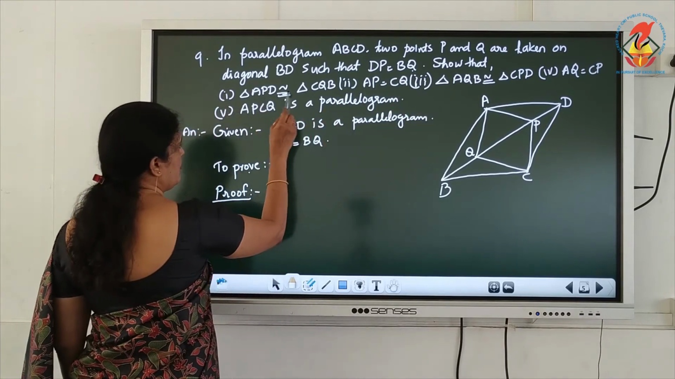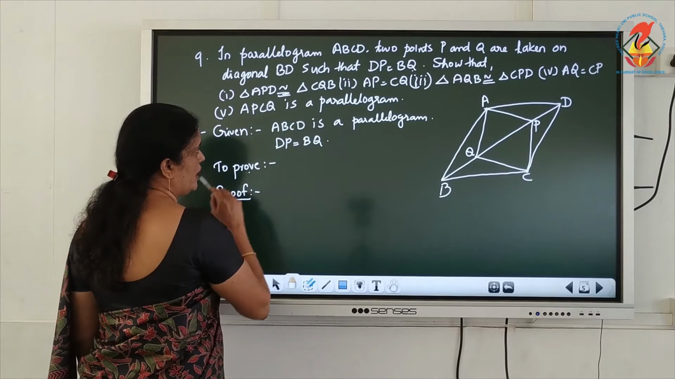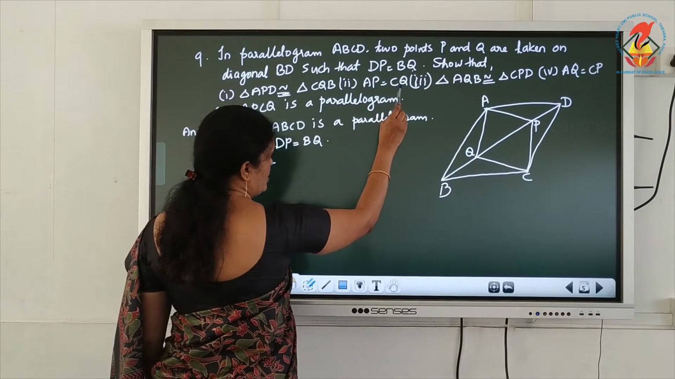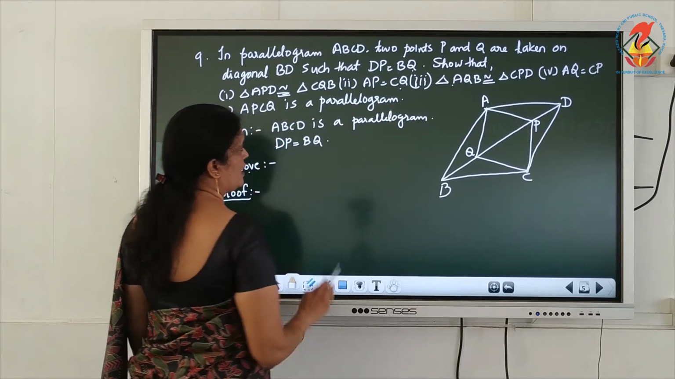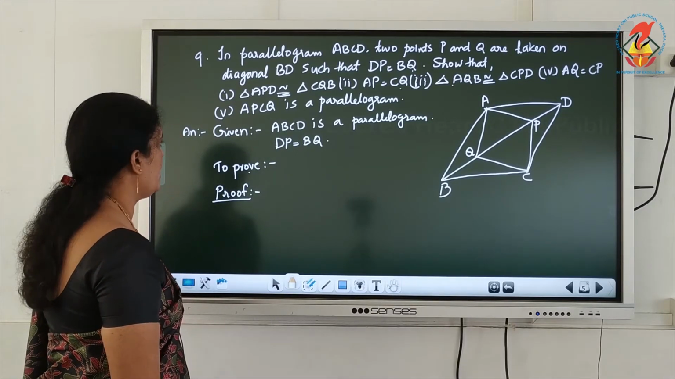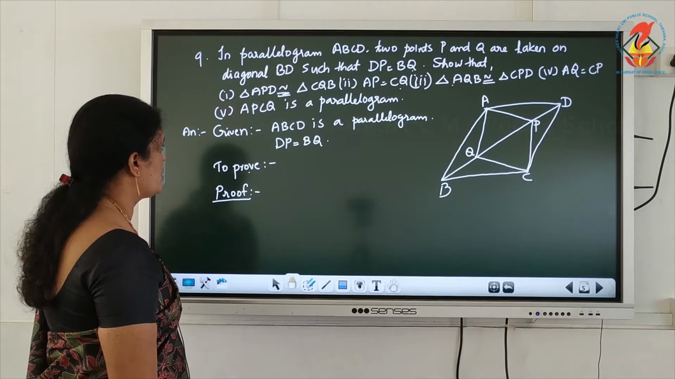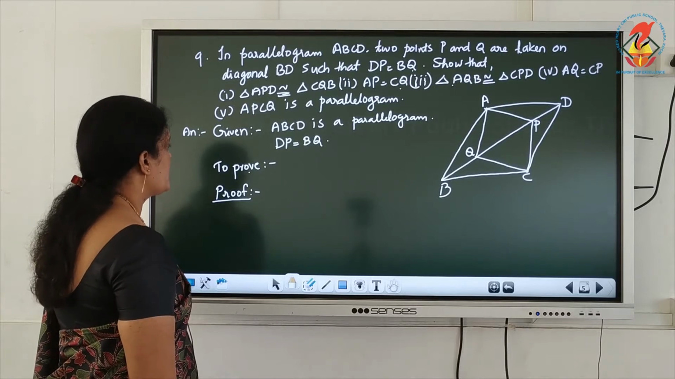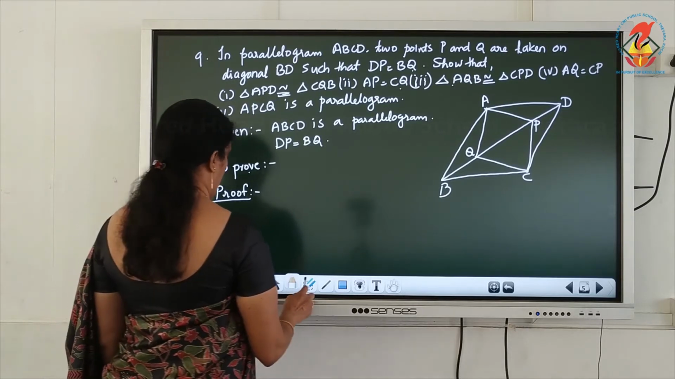First one, triangle APD congruent to triangle CQB. Second one, AP equal to CQ. Third one, triangle AQB congruent to triangle CPD. Fourth one, AQ equal to CP. Fifth one, APCQ is a parallelogram. Next, first one, proof.